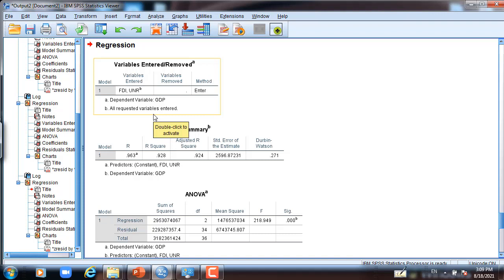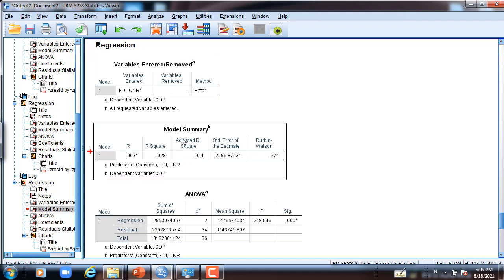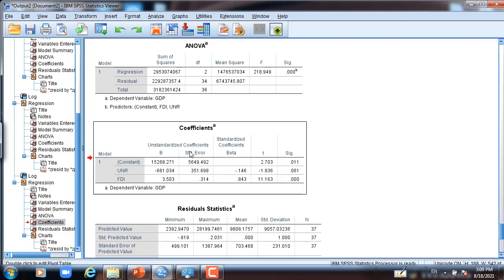Here there are five types of residuals. From these residuals, I chose the Studentized residual to check whether the residual is normally distributed or not, and for a good model the residual should be normally distributed. Then the outcome is here. The first one, we have to interpret the model summary, and then we'll go to ANOVA and coefficients. Now, how to interpret the model summary?